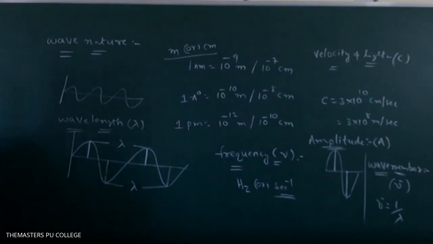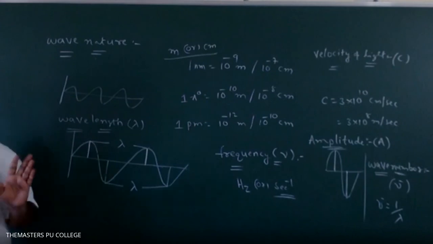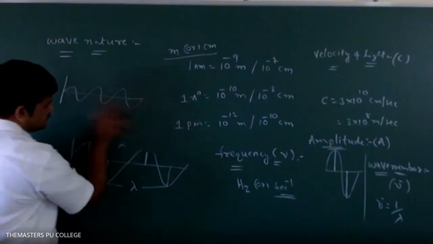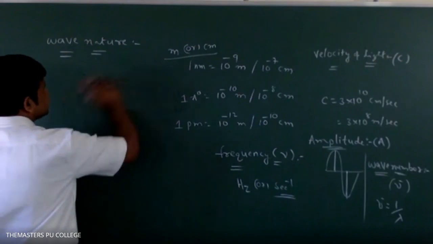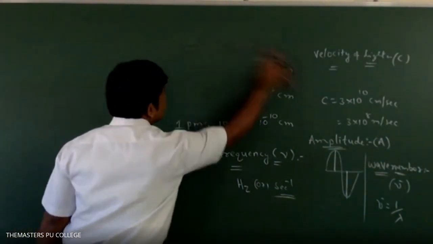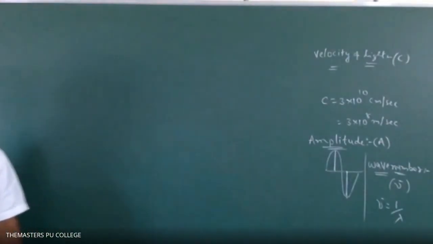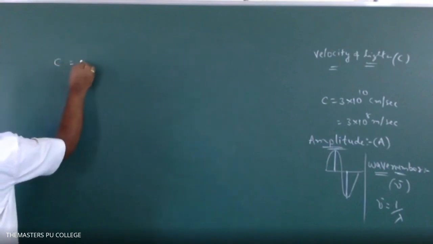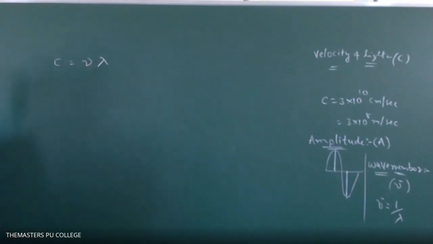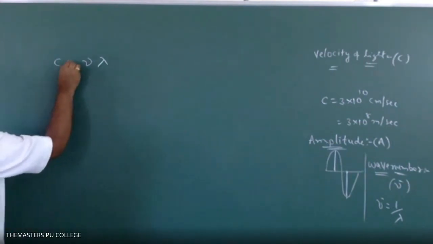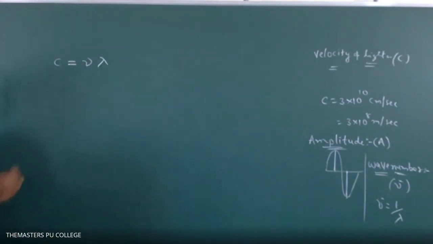Please write down the relation between wavelength, velocity, and frequency. What is that? Formula. This is c is equal to nu lambda. c is equal to nu lambda.